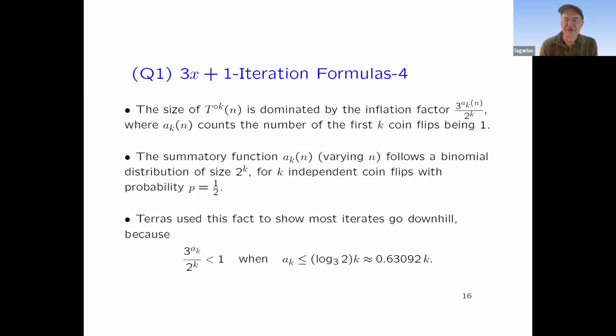So Terras used this to show that most iterates go downhill, because if you take a logarithm of everything, you're going to get a random walk that's a biased random walk, and it's biased to go downhill because on the average, each step you expect to multiply by the square root of 3/4. So that's the reason the Collatz problem goes downhill. Next slide.